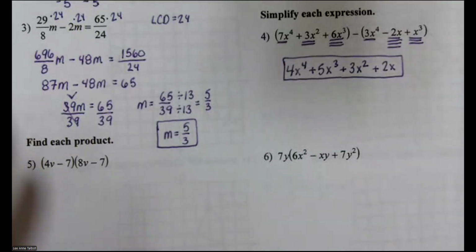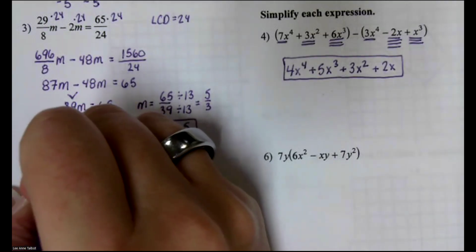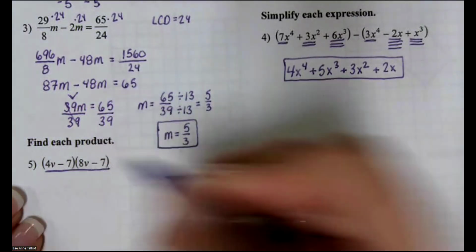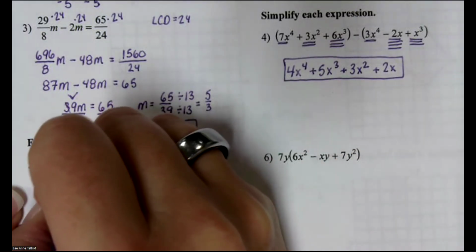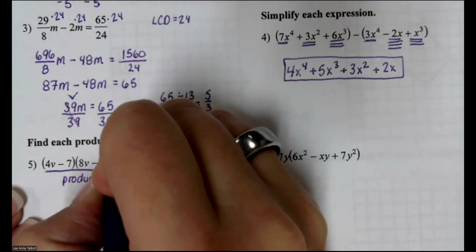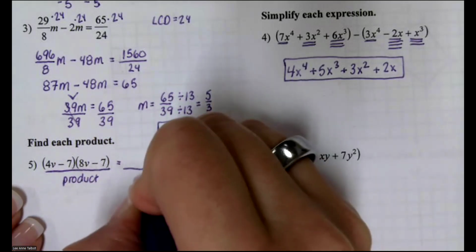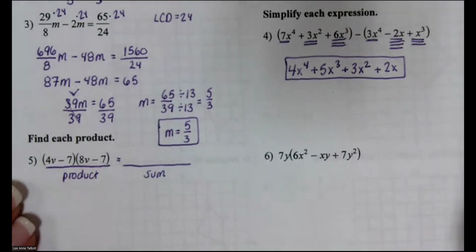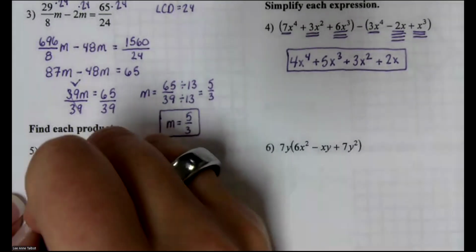Okay. All right, number 5 is a box. You can tell because the parentheses are right next to each other. And it's a 2 by 2.